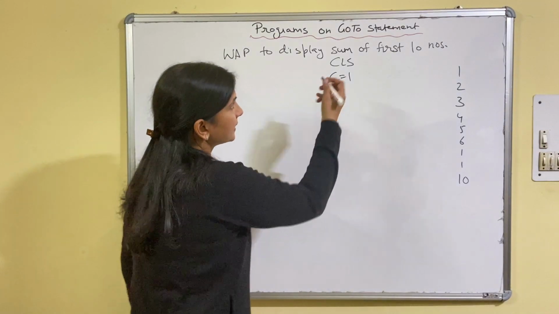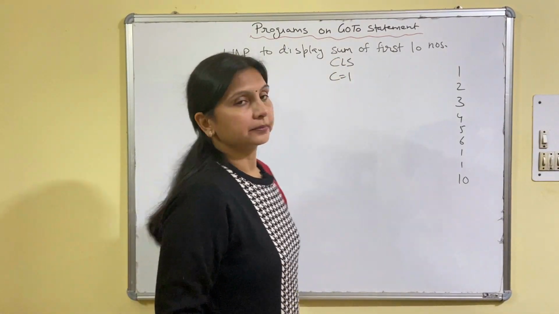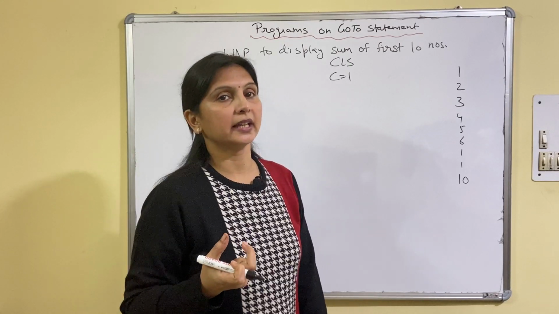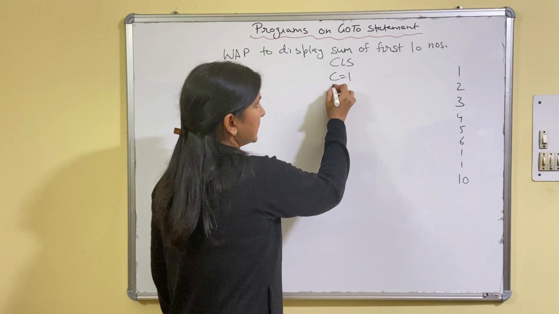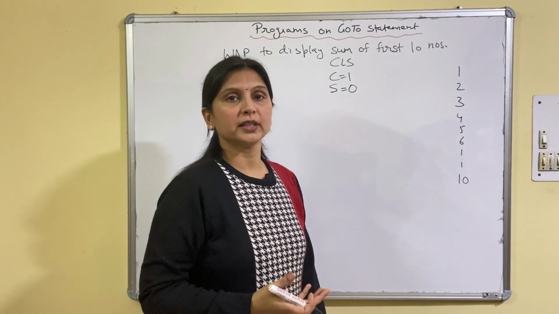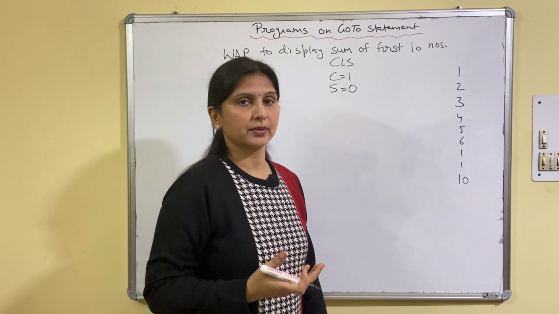Fine. And then display the sum. So we need to find the sum. And whenever we need to find the sum, we take an accumulator variable, and that is s equals 0. We should initialize the accumulator variable to avoid the garbage value.